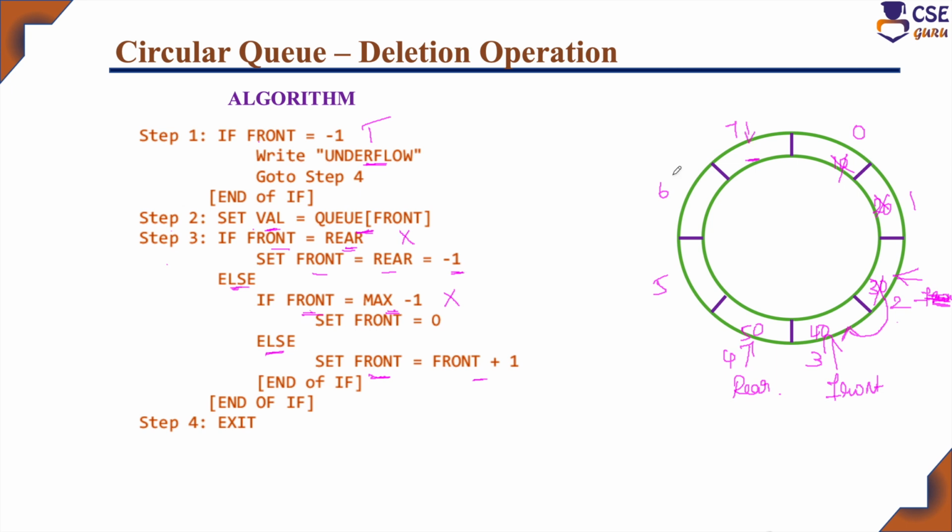That is the meaning. Else, if front is max -1, if front is pointing to max -1 memory location, if you are incrementing front pointer, it has to go to 0th memory location. So that's why you are setting front to 0. Automatically this memory location, if there is an element, it will be deleted. Else, if both the conditions are false, meaning front is pointing to a different memory location and rear is pointing to a different memory location, just increment front pointer, automatically element will be deleted. So these three are the conditions for circular queue delete or dequeue operation.